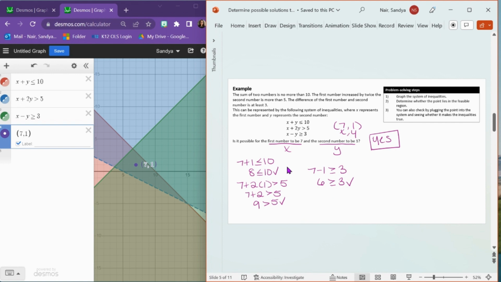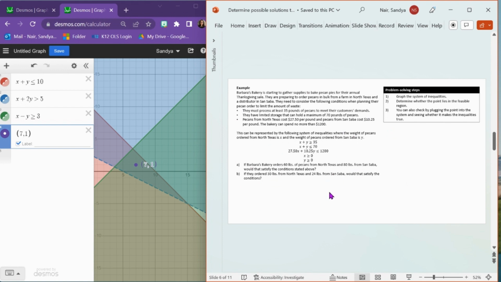See, in this previous problem, we were just talking about two numbers. Okay, so we didn't have to add any extra restrictions because those two numbers could have been positive, negative, fractions, decimals, like anything, right? But here we're talking about weights of pecans. So if you're ordering from a distributor, you can't really order negative pecans. Okay, so that's why we add in those two, x greater than or equal to 0 and y is greater than or equal to 0, because we want to make sure that our solutions are reasonable.